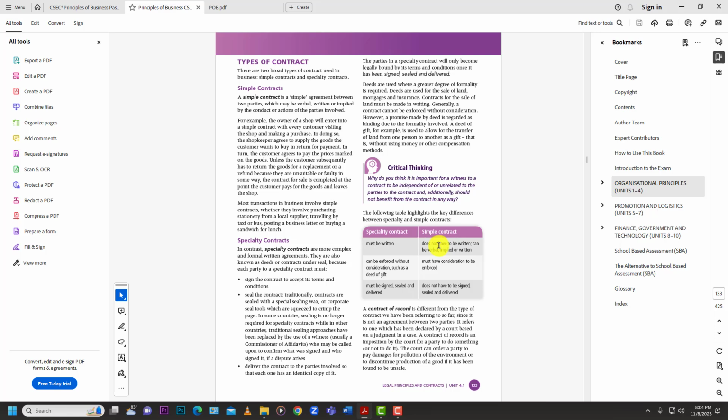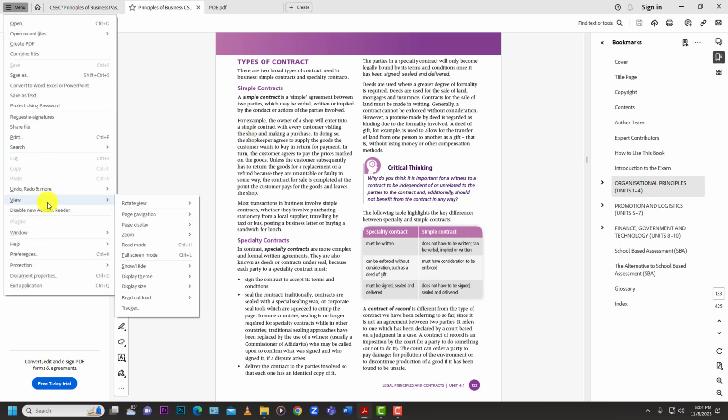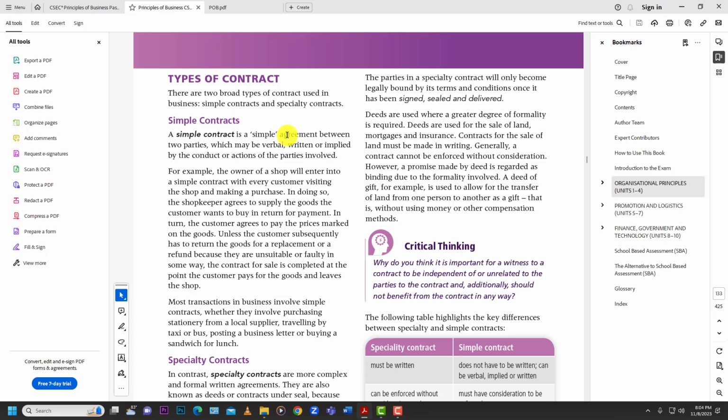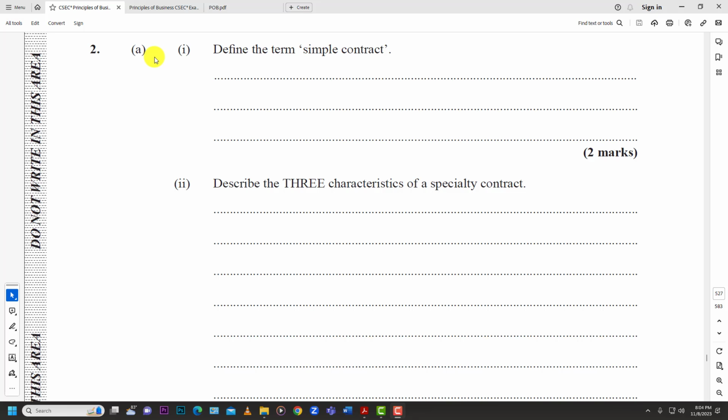It's a simple agreement. That is the next definition here. A simple contract is a simple agreement between two parties, which may be verbal, written, or implied by the conduct or action of the parties involved. So you see a more in-depth definition right here from the textbook. So if it was a specialty contract, it would have to be signed. But a simple contract, they don't have to be signed. Alright, so that's that question. So easy like that, you would have had 2 marks.